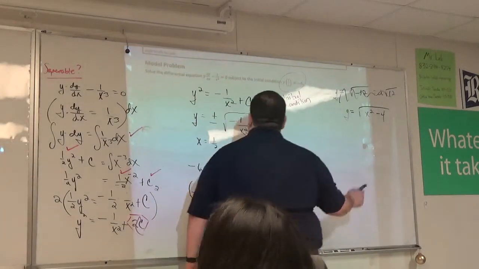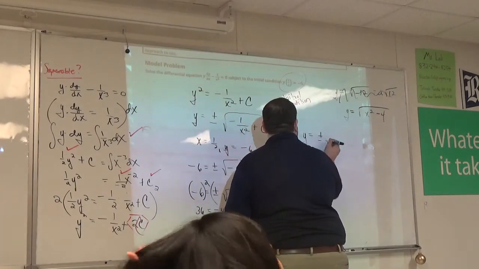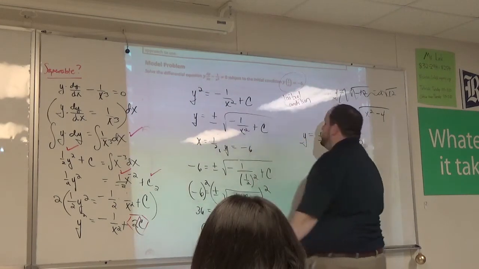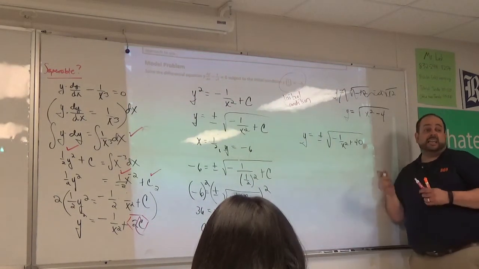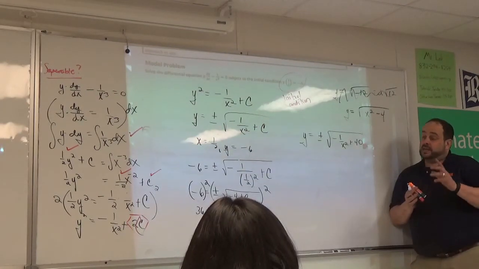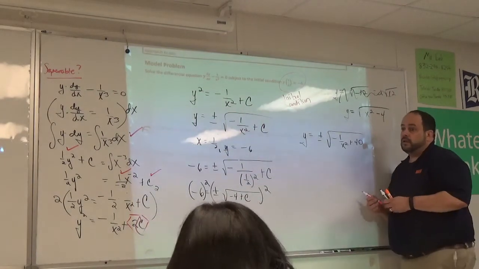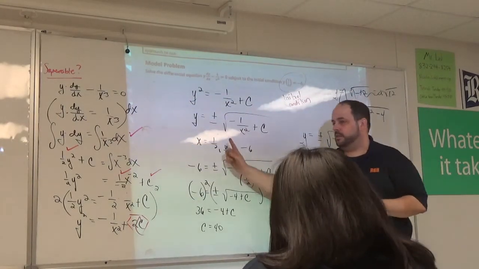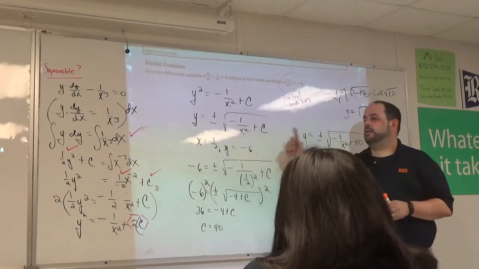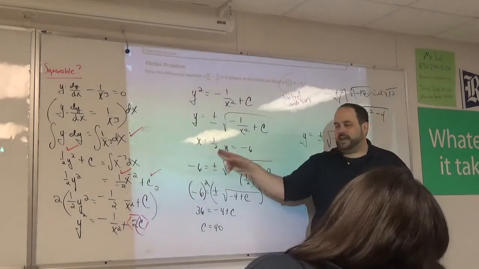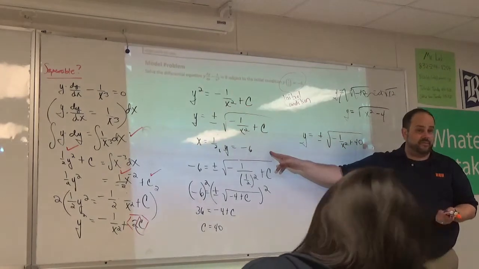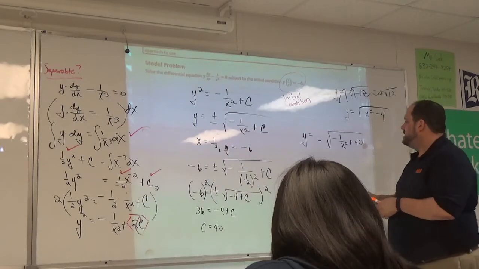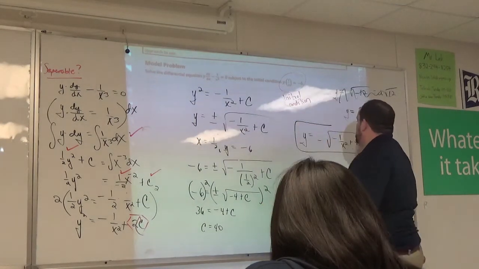Okay? So you're going to go back and say, all right, I'm almost done. y equals plus or minus the square root of negative 1 over x squared plus 40. Like it, don't love it. Janaea, why negative? Because for x equals a half, the square root comes out positive, so it needs to be negative. When you plug in x equals a half, you need to get the negative 6 out as the final answer. That only happens if you select the negative branch of this.